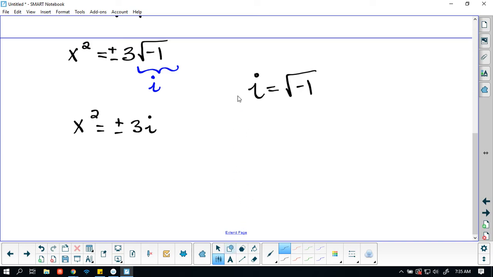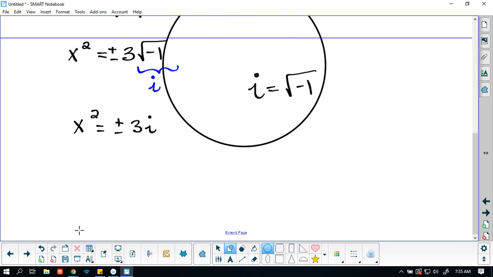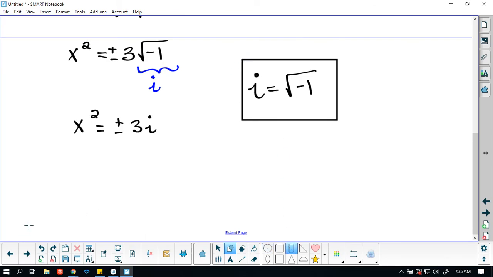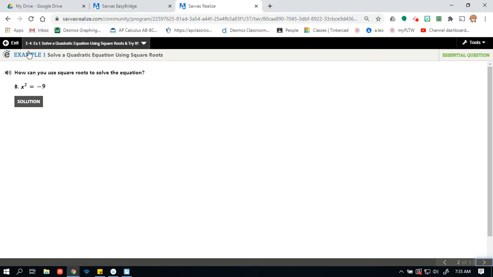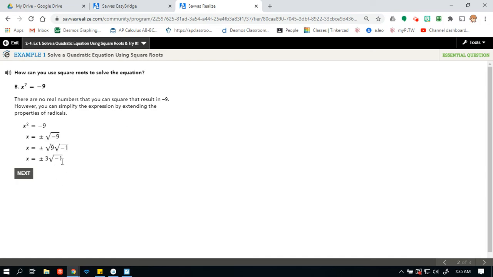Big concept here. Big idea. And we'll be using this as we go on in our math. Here in the book example, they do just leave it as the square root of negative 1, but I figured it'd be great to start introducing that idea of the concept of i, or the imaginary.